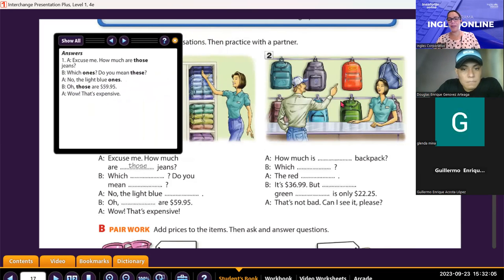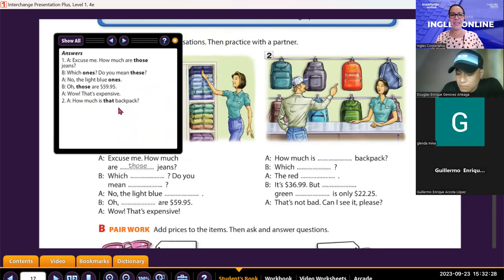What about number two? Conversation two. What do you have? How much is this backpack? How much is this backpack? Yo lo tengo. How much is that backpack? Okay, let's check that.